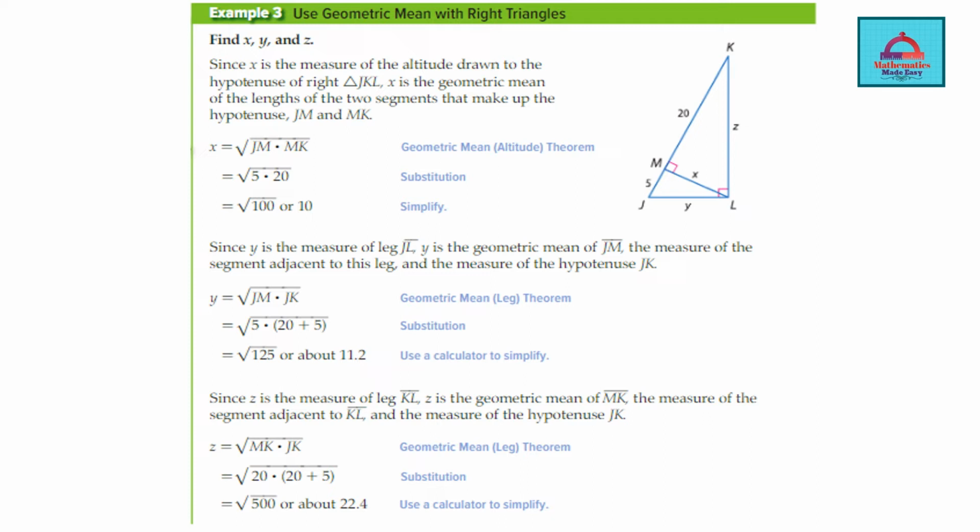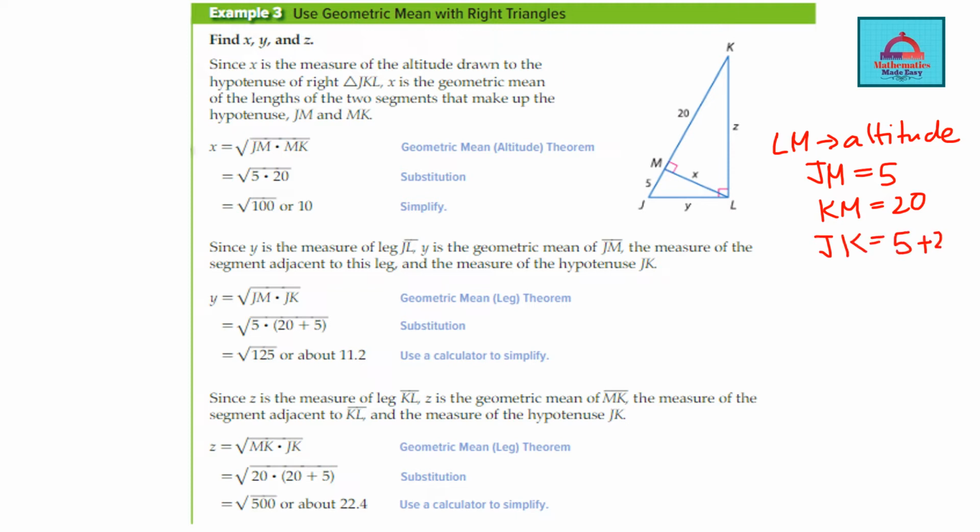So look at the figure. In triangle KLJ, you can see angle L is 90 degrees. It's a right angle triangle. And you can also see that LM is the altitude, drawn from the right angle to the hypotenuse JK. The two segments of the hypotenuse are also given. JM is 5, KM is 20. So we can say the length of the hypotenuse JK is 5 plus 20, so 25 units. Now the two legs, the shorter leg Y and the longer leg Z, are not given. You need to find them.